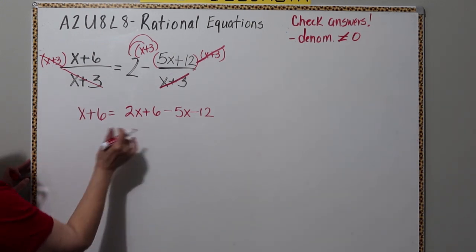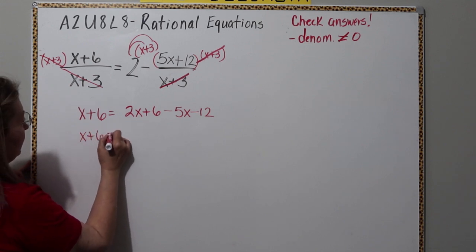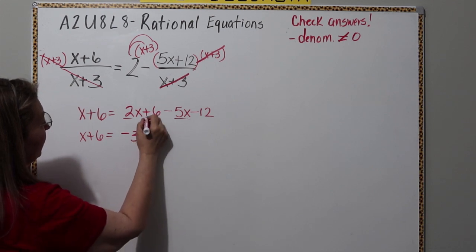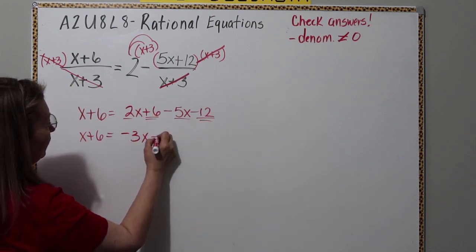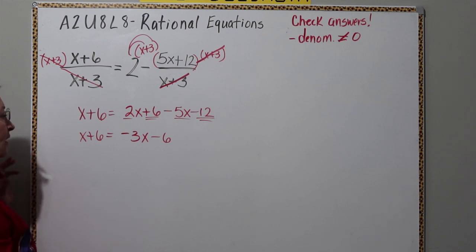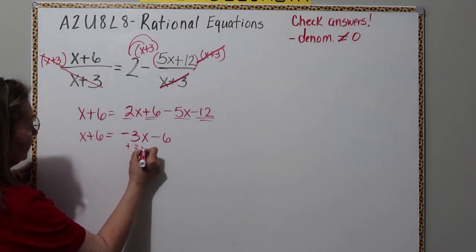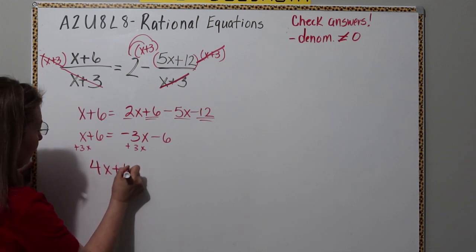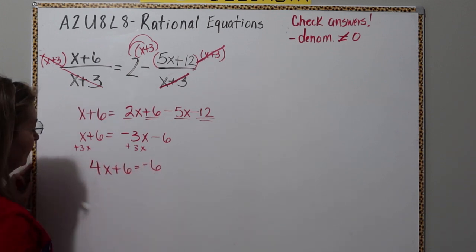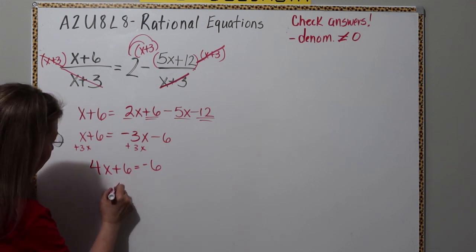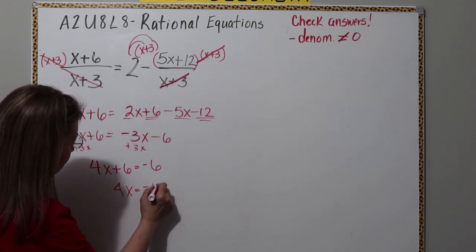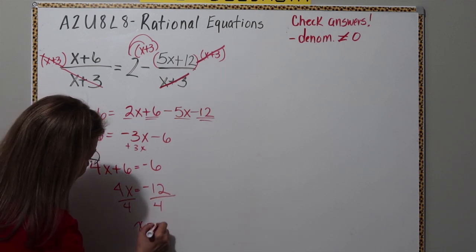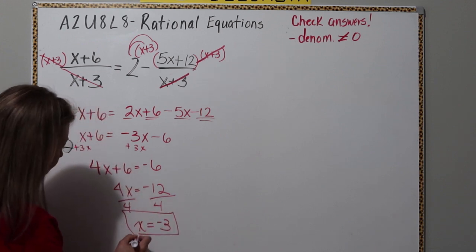So let's clean up this side first. And 2x minus 5x gives me minus 3x. A positive 6 and a negative 12 is going to give me minus 6. Alright, simple solving. I would add 3x to each side. So now I have 4x plus 6 equals negative 6. Subtract 6 from each side. I get 4x is equal to negative 12. Divide both sides by 4. And x is equal to negative 3.